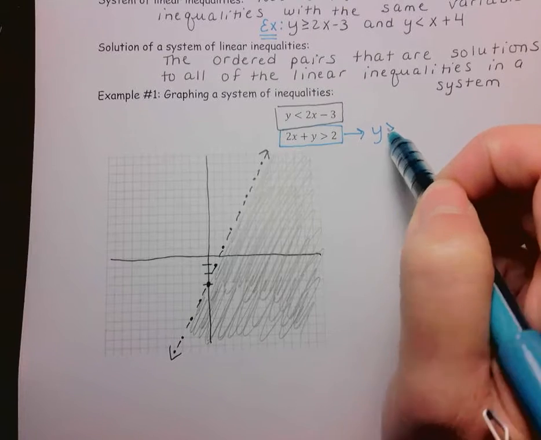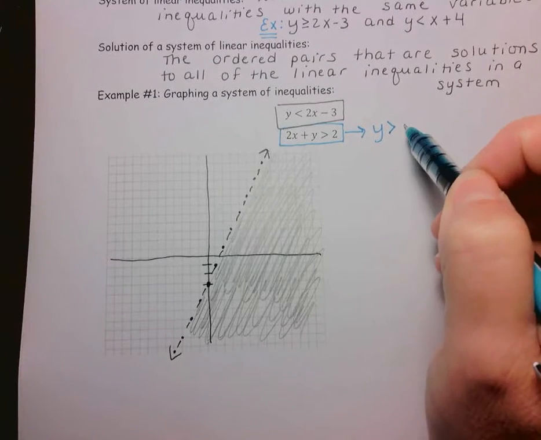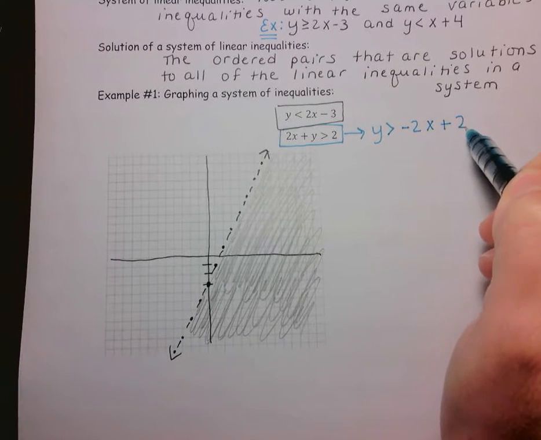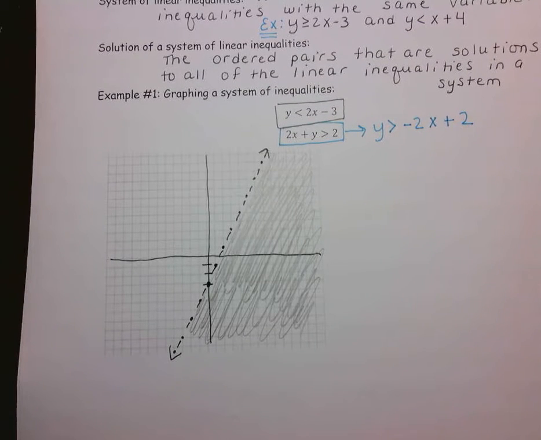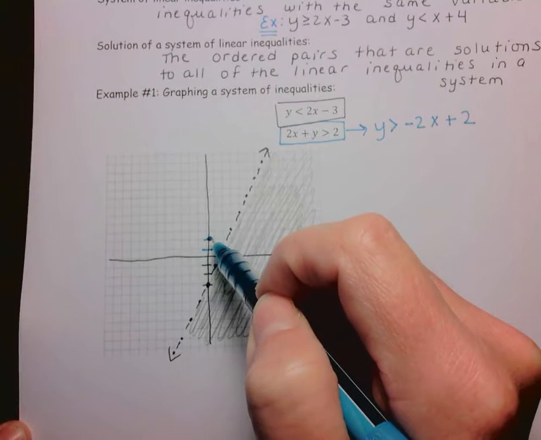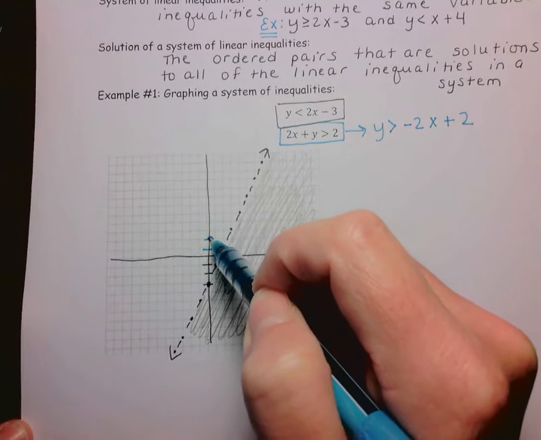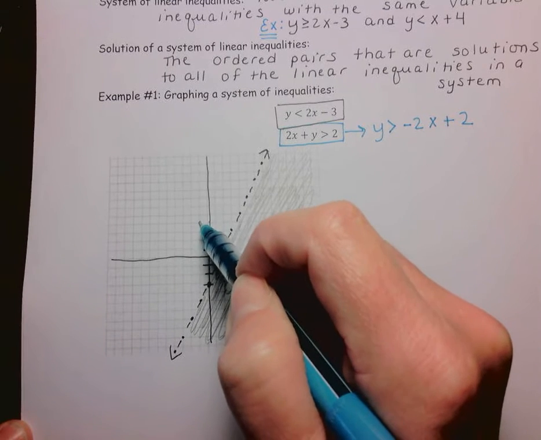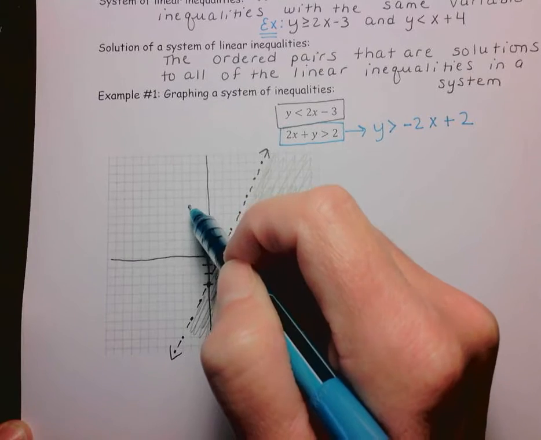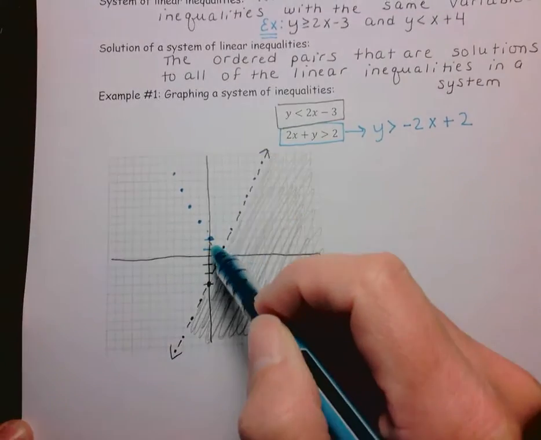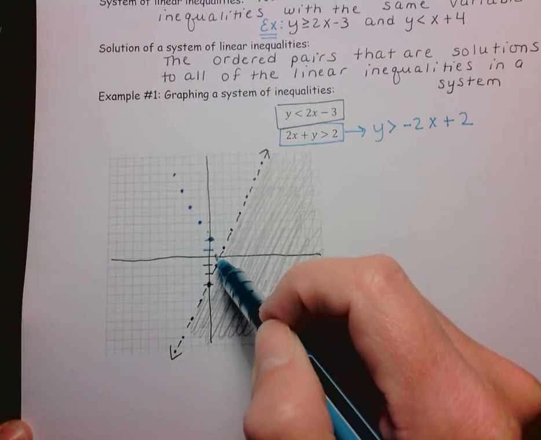You can graph it in that form, but I think it may be easier to put it like that. So my y-intercept is at +2. My slope is -2 over 1. So that means I'm going to go up 2 and to the left 1. And then I'm also going to go down 2 and to the right 1.